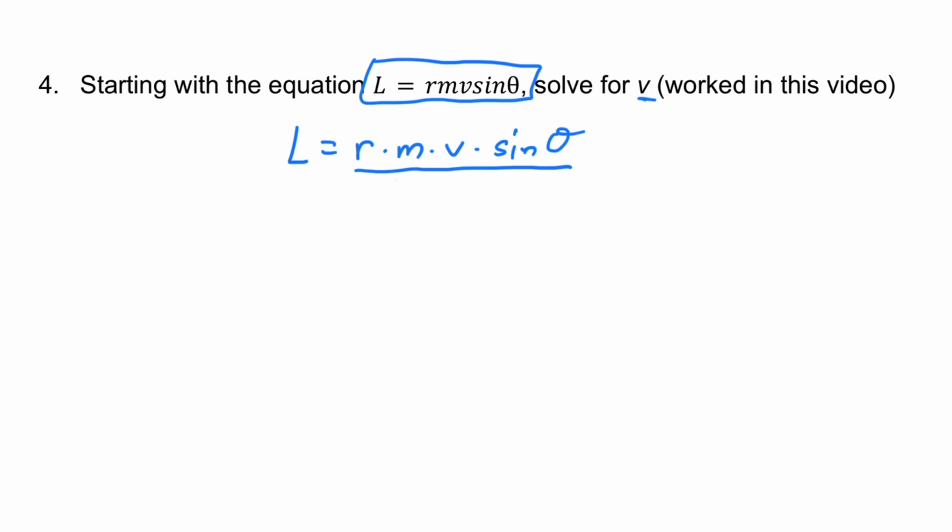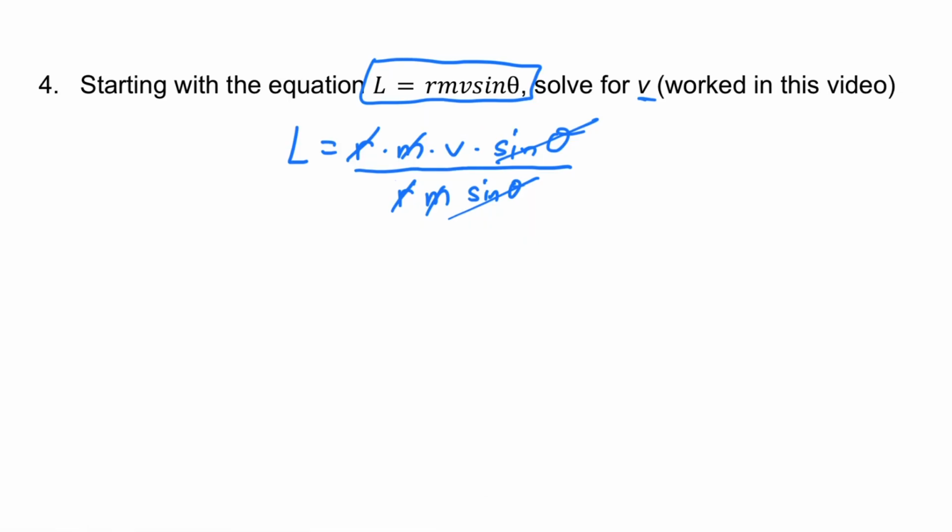We can divide by R and divide by M and divide by sine theta, right? And if we did that, if we take R divided by R, that goes away, and divided by M, that goes away, sine theta divided by sine theta, that goes away, and all we're left with is V, which is exactly what we wanted to be the case in the end anyway.